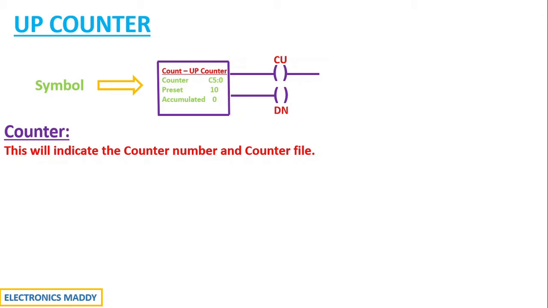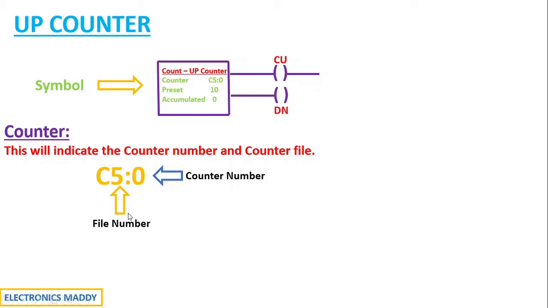So at the first place, if you carefully observe, counter is represented as C5:0, and this will indicate the counter number and counter file. So the reason why it is very important is because you might have multiple counters and you have to uniquely identify each one of them. In a program, if you have 3 to 4 counters, this can be only identified based on the counter number.